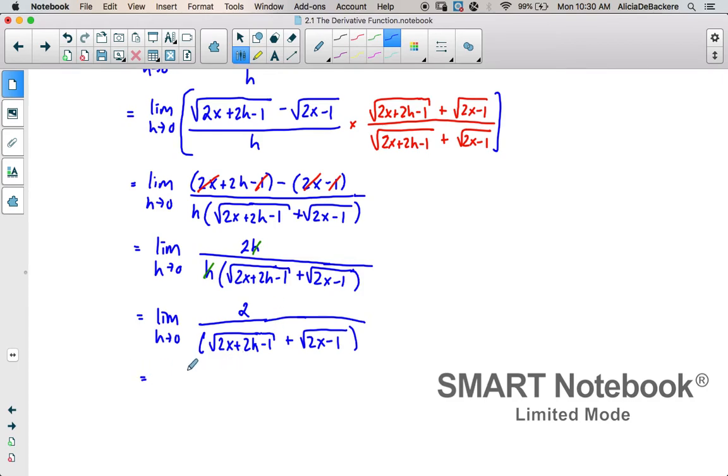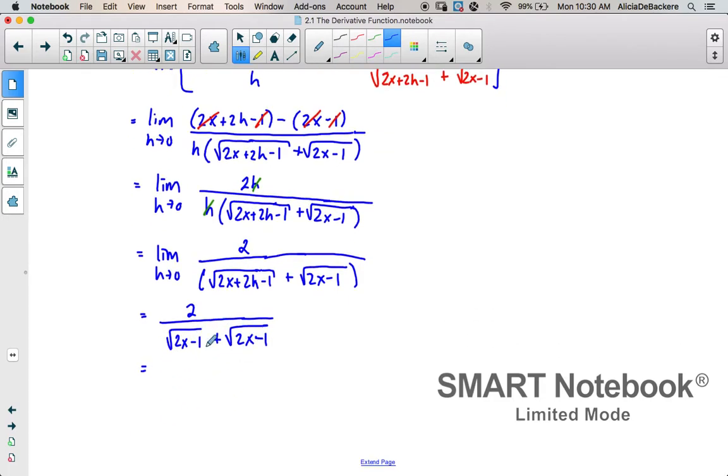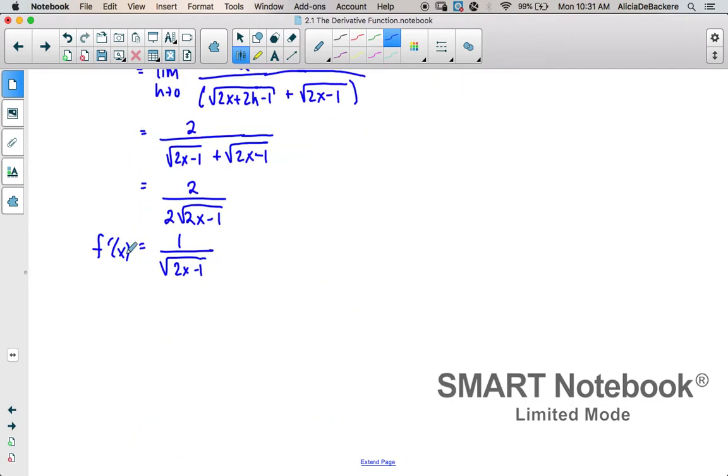All right, so I can take the limit. I'm going to plug in h is 0. And what I get in the denominator here are 2 of the same roots, right? I'm just adding them together. So instead of adding 2 together, I'm going to say I've got 2 times the root. And then I've got a common factor of 2 on the top and the bottom that cancels out, and I'm left with 1 over the square root of 2x minus 1. You may not remember, but way up at the top there we had f prime of x. And so now we've got the derivative with respect to x.